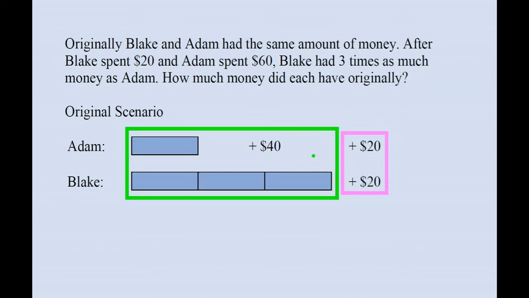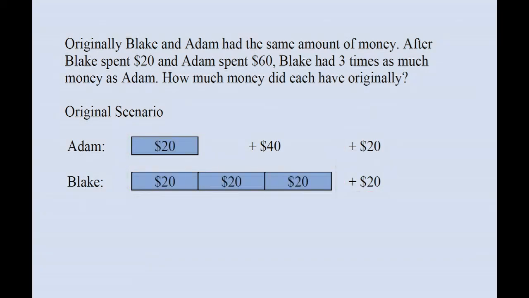If I subtract 20 from Adam's amount and 20 from Blake's amount, Blake will be left with 3 rectangles and Adam will be left with 1 rectangle plus $40. Since these two amounts are the same, each rectangle must represent $20. Once again, this is an important step and you want to make sure you understand it.